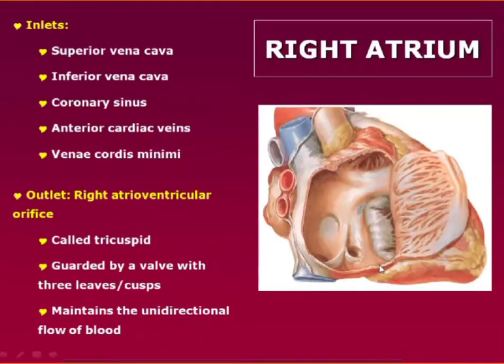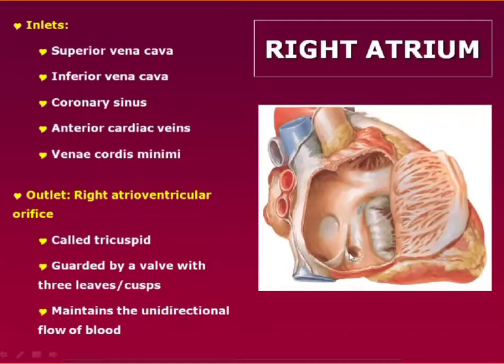Where is this coronary sinus present? Yesterday I told you the coronary sinus is present near the crux of the heart. What do you mean by the crux of the heart? The crux of the heart is where the interatrial sulcus, the interventricular sulcus and the atrioventricular sulcus meet, and there the coronary sinus is present. And this coronary sinus finally drains into the right atrium. So that is the opening.